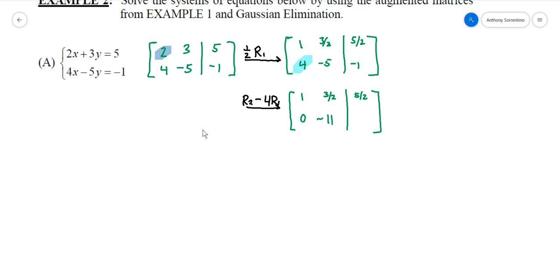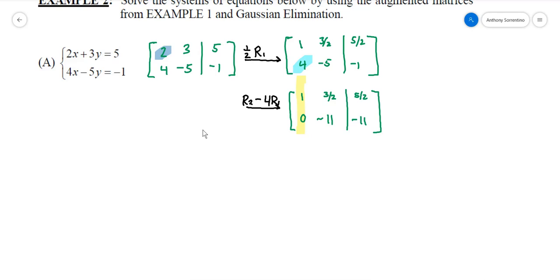-1 minus 4 times 5/2 will also give me a -11. So I got this column all taken care of. If I keep following the steps the way I transcribed, find my 1 first, establish that, then establish the zeros, then anything I do from here on out should not change the 1 and 0 I have in this first column.